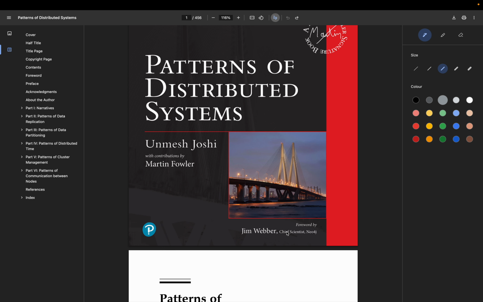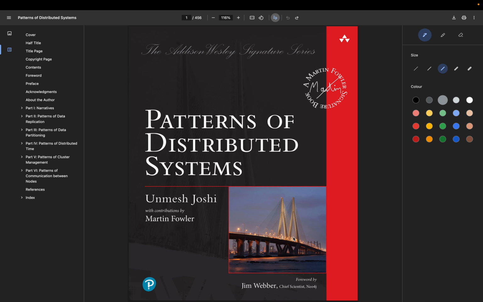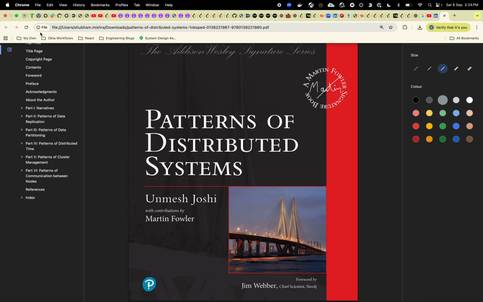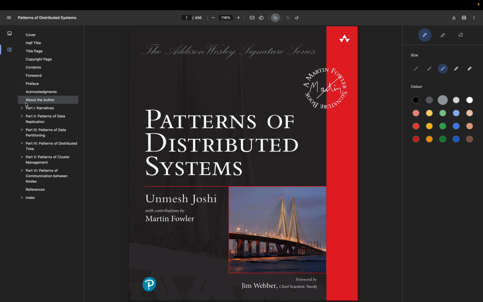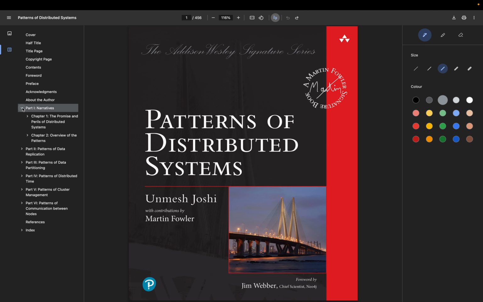It also features Jim Webber, who is the chief scientist at Neo4j, and you all know Neo4j is a very popular graph database, which does a great job. We'll go through some of the items today. Today we'll not go in depth into the whole book, but just understand what we are going to cover in the next couple of lectures.